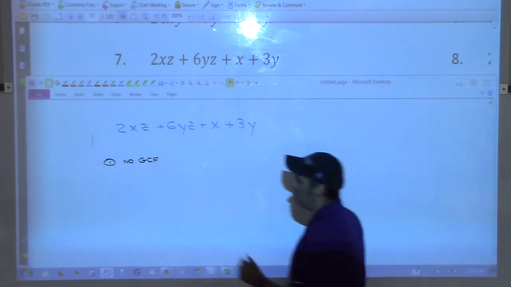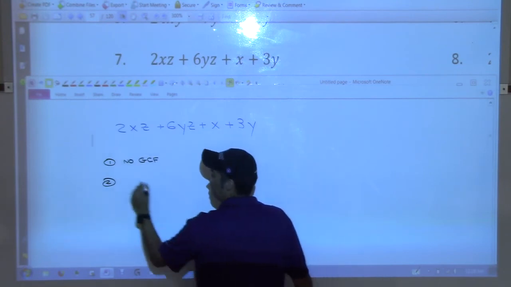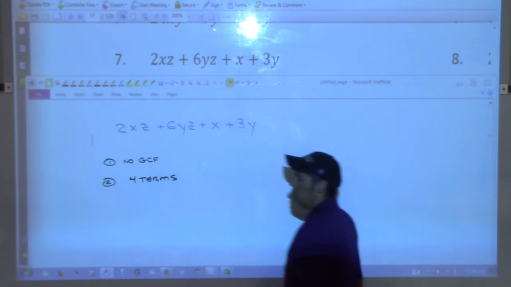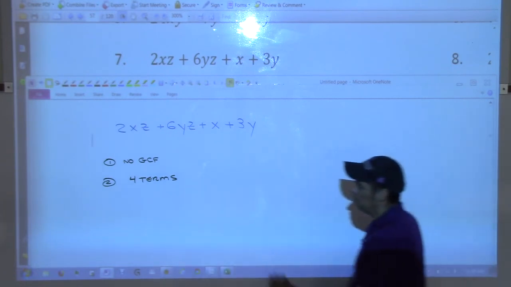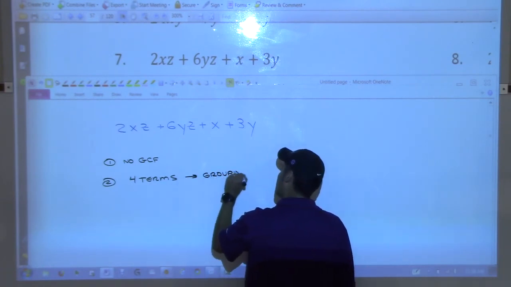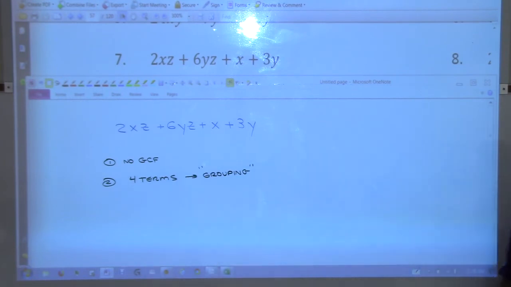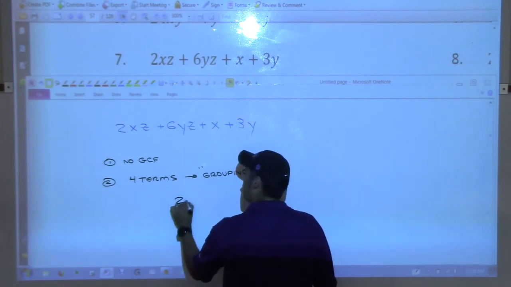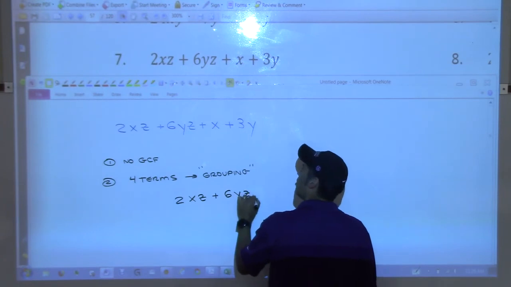Now, the second step was to count our terms. After we've pulled the GCF, how many terms do we have? Here we still have 4 terms, don't we? Okay, so we're now going to do grouping. Now, grouping is a technique, and we need to make sure we understand how to do it. So here's the way grouping works. You write down your 4 terms. I'm just rewriting the problem here.